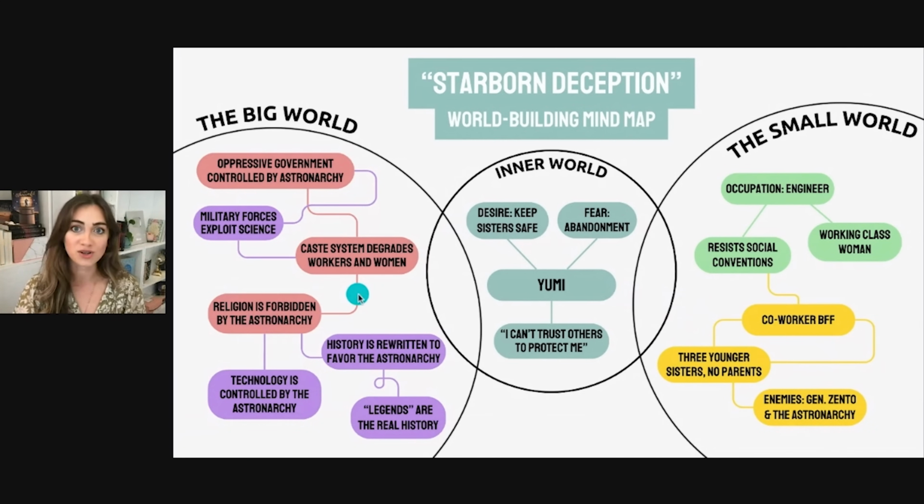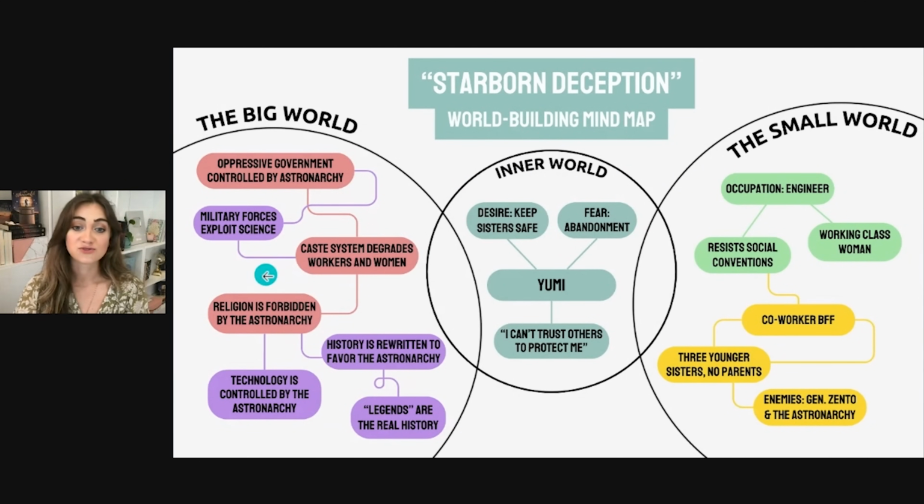Now we have the big world. And in the big world, we have an oppressive government controlled by the astronarchy. We have military forces exploiting science. Okay, a caste system degrades workers and women. So again, that plays off of her place in society. So we're tying all of this together, giving it personal meaning.